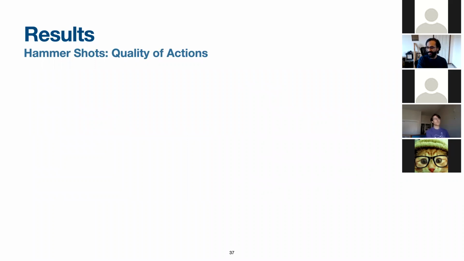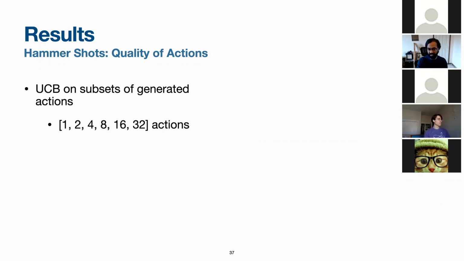Now, the first set of experiments that we do tries to evaluate the quality of the actions produced by the different candidate generators. In this experiment, we only focus on marginal utility, the policy, and the handcrafted actions. The search that we used was UCB, and we performed UCB on subsets of generated actions. That is, for each generator, we looked at the first action and ran UCB, the first 2 actions and ran UCB, then 4, 8, 16, and 32.